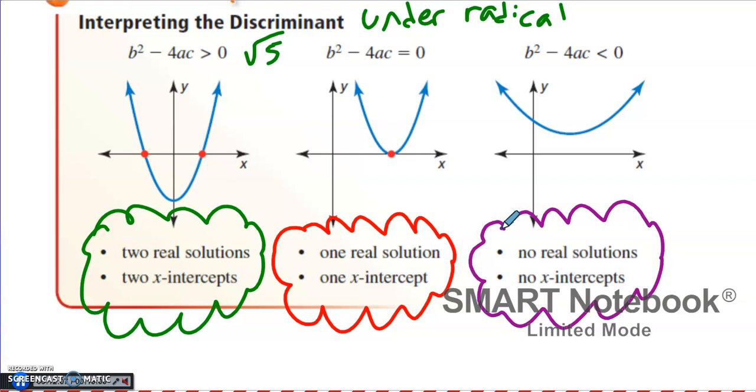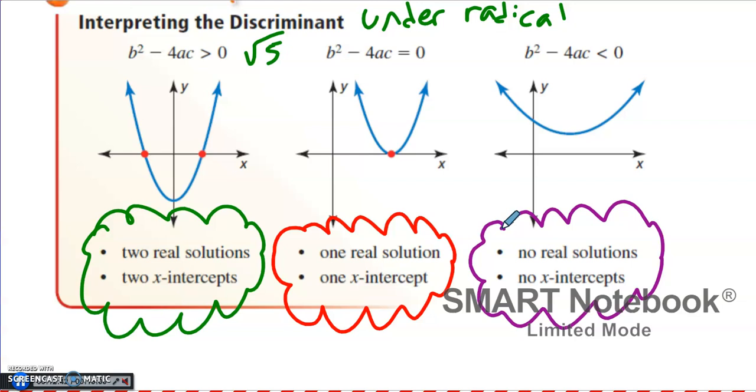Okay, so that's how we would use the discriminant. If a problem says, hey, interpret the discriminant, how many solutions is it going to have? That's all we need to do, is find b squared minus 4ac. If it's greater than 0, there's going to be 2 real solutions. If it's equal to 0, it's only going to be 1 real solution. And if it's less than 0, we're going to have a negative value, so there's going to be no real solutions. In algebra 2, you're going to have imaginary numbers, but for algebra 1 purposes, there's going to be no real solutions.